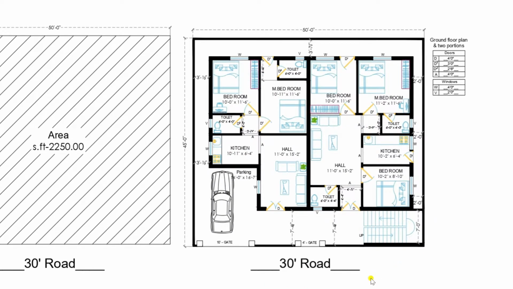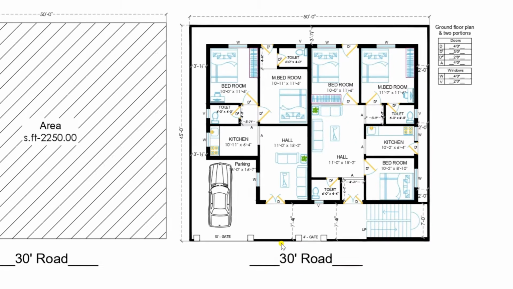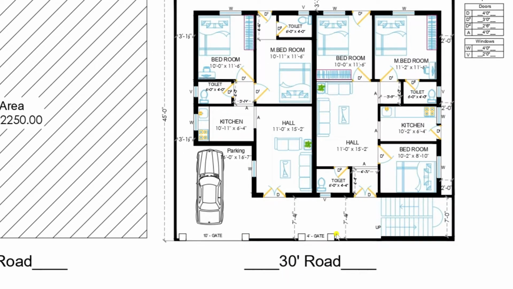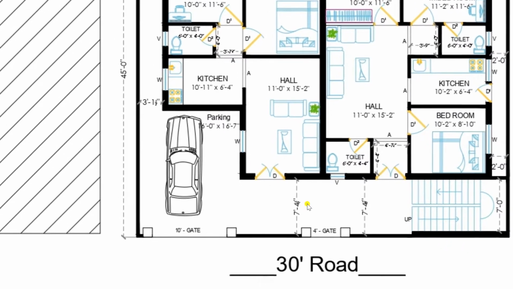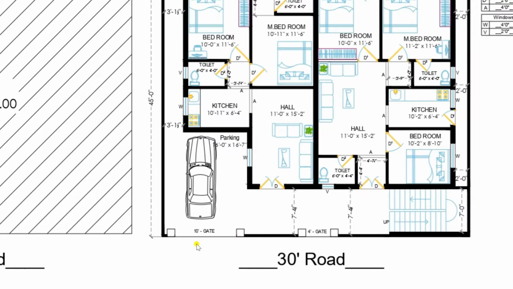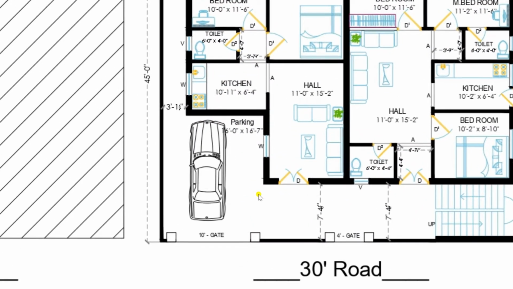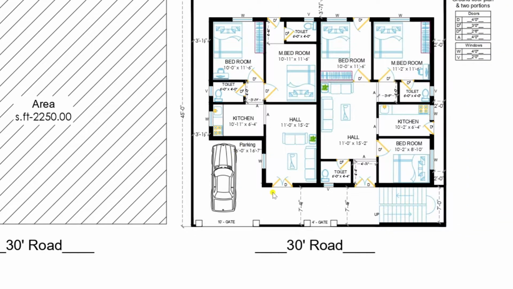In front of the gate there is a 30 feet road. Now here two gates are available. One gate is for the purpose of entering into one portion and another gate is for the purpose of parking vehicles and also moving towards the other family portion.